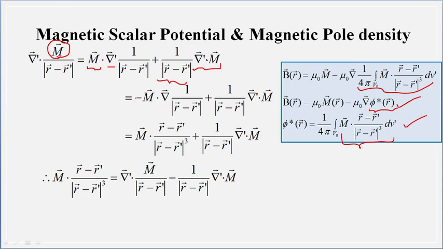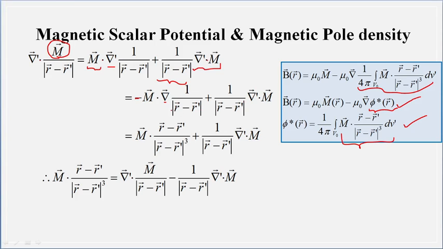Then del dash is nothing but minus del. That's what I have written. Del dash is minus del. Then this I have written as it is. Then this, the gradient of 1 by modulus of R minus R dash.